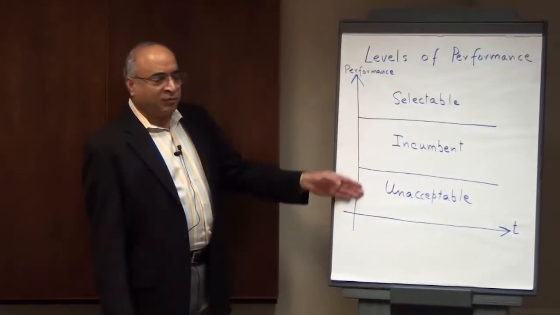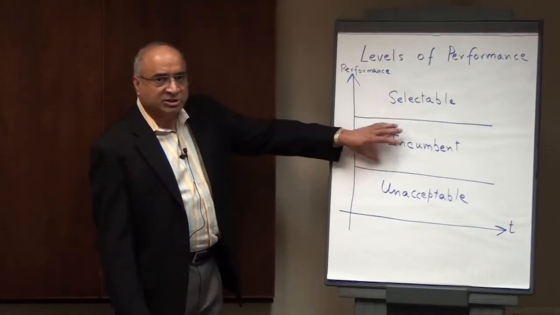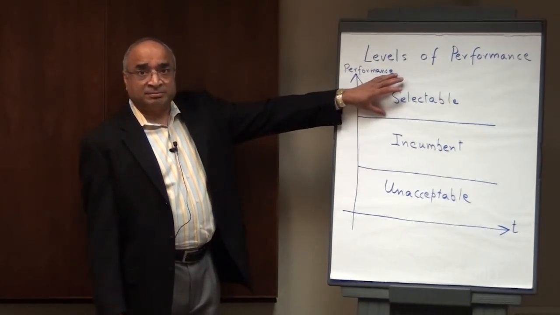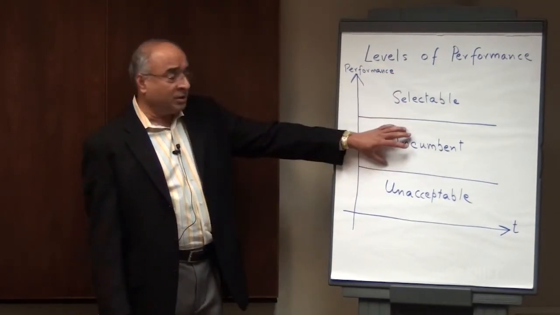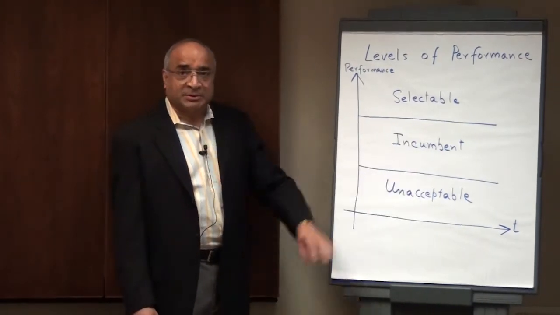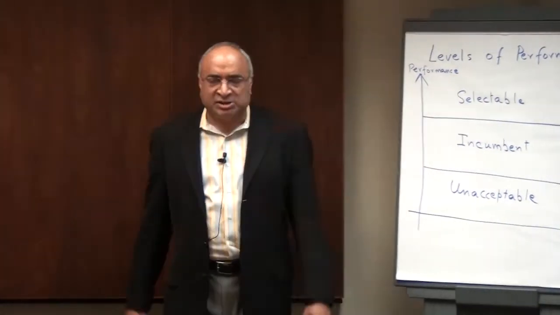I have broken up the performance axis into three chunks. The top chunk I call selectable. The middle group here I call incumbent, and the lower group unacceptable. Let me define these three different levels of performance: selectable, incumbent, and unacceptable.